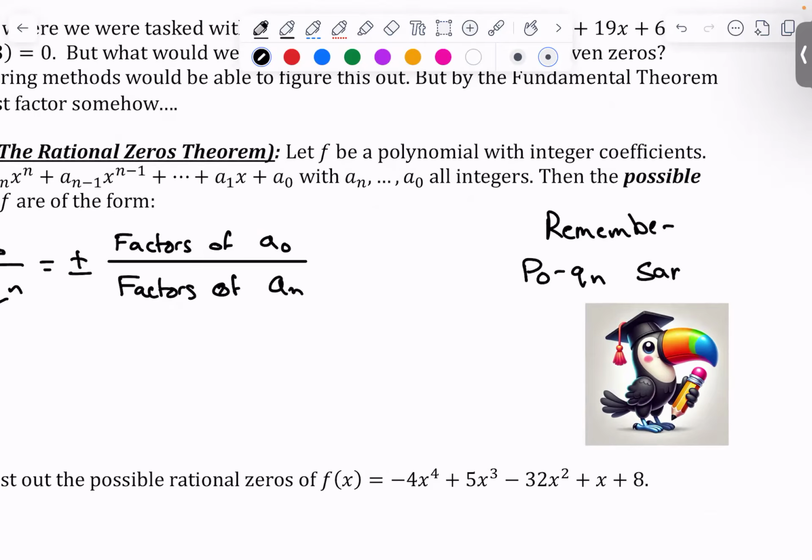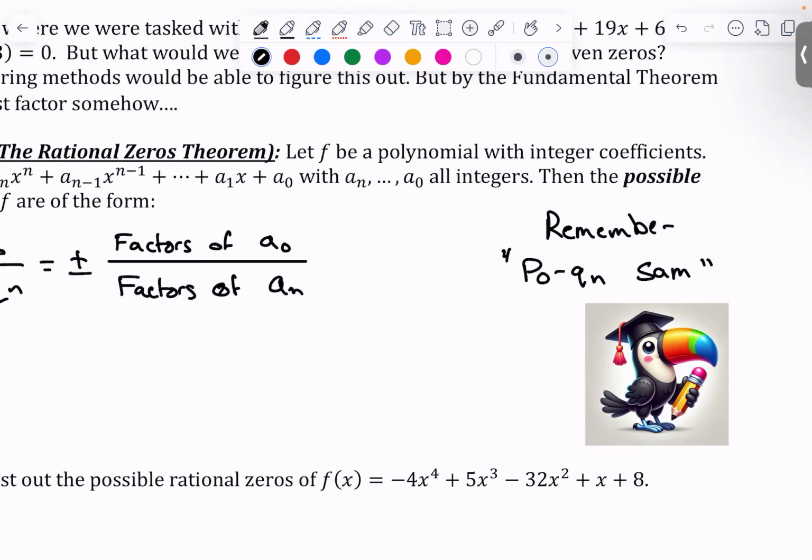Toucan Sam. I know it's technically Pucan, because QN would make a kun sound, but Toucan instead of Toucan Sam. That's my way to help you memorize it. I can't think of a better way to do it. I've looked everywhere, so I created Toucan Sam's long-lost brother or cousin, but it doesn't matter. Anyways, that's the way you can help remember that it has to be factors of a sub 0, p sub 0 to remind you of the constant term, q sub n to remind you of a sub n.